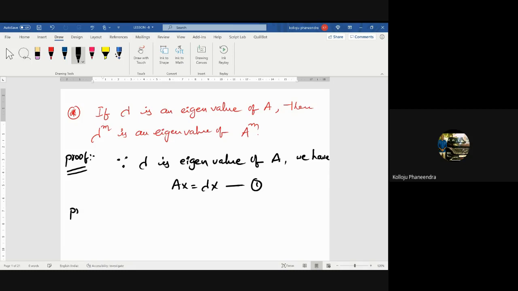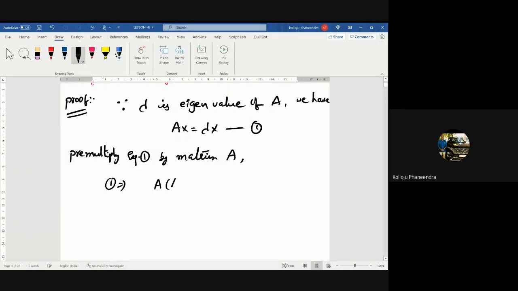What we have to do is pre-multiply equation 1 by matrix A. Then equation 1 implies A into Ax equal to A into lambda x. Since matrix product is associative, I can write it like this. This lambda is a scalar, so I can write it anywhere, outside, using the associative law.